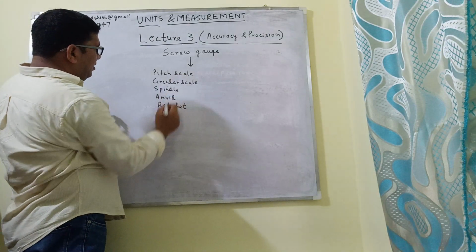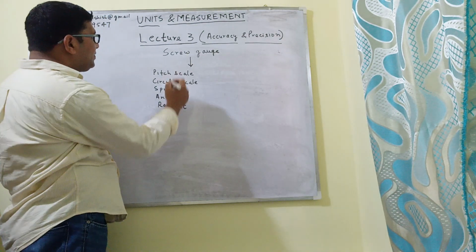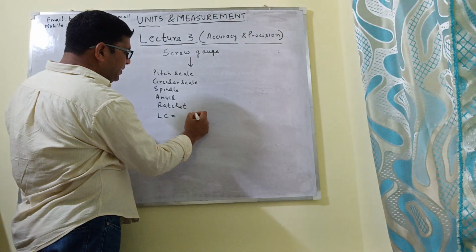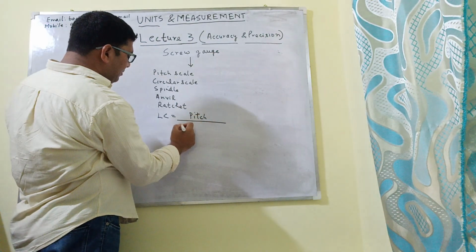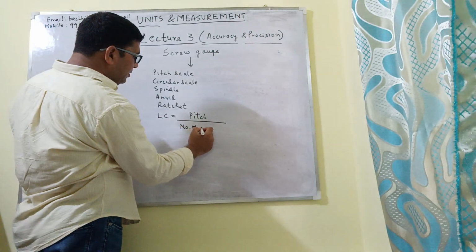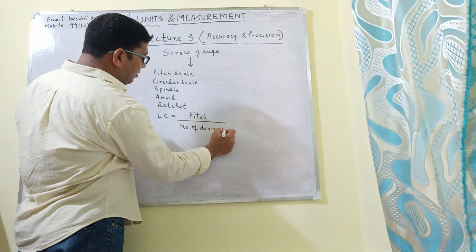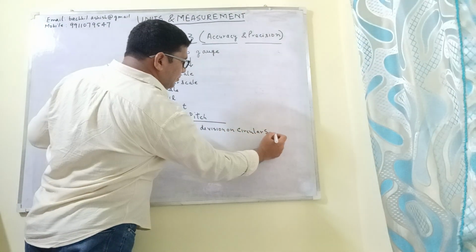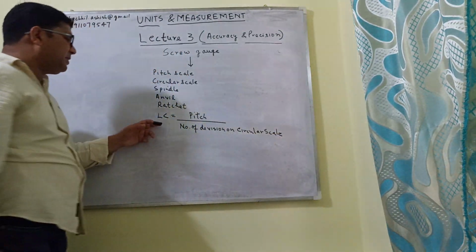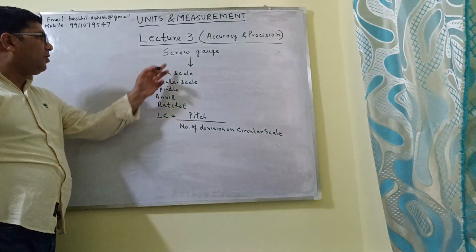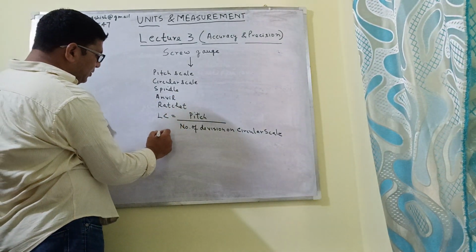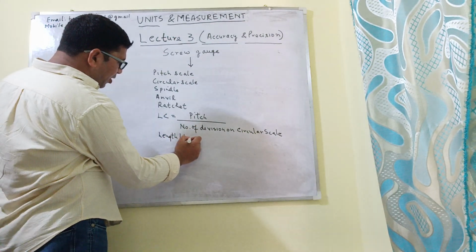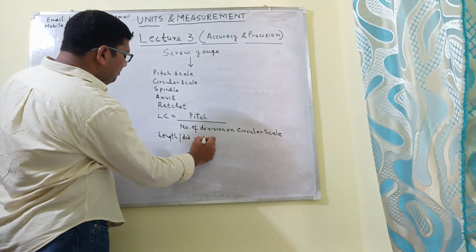Now, what is the least count in the case of a screw gauge? It is the value of pitch divided by the total number of divisions on the circular scale. This is the formula for calculating the least count of a screw gauge. And if you want to calculate the length or the diameter of any object, then the value will be equal to the pitch scale reading.